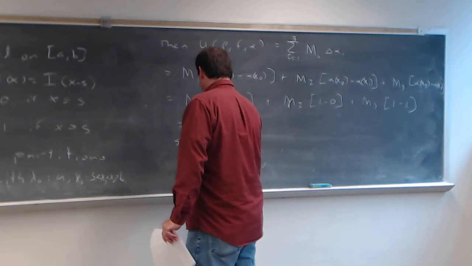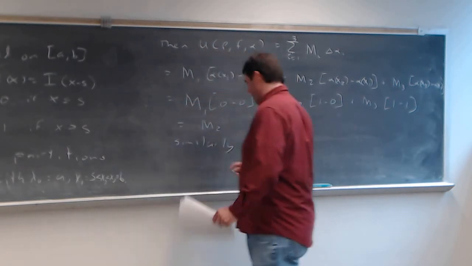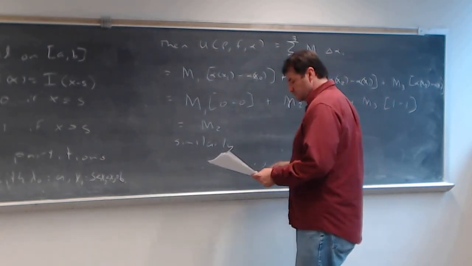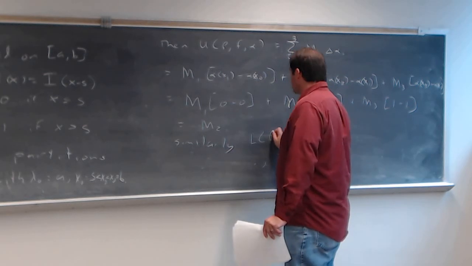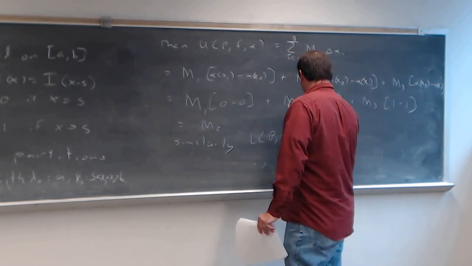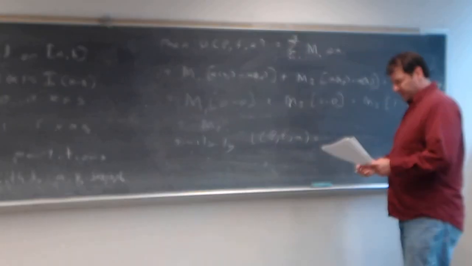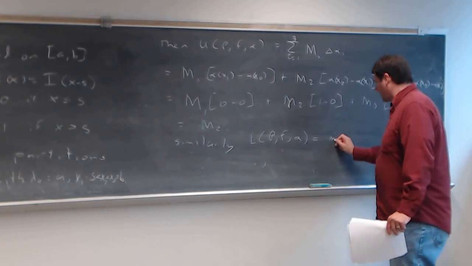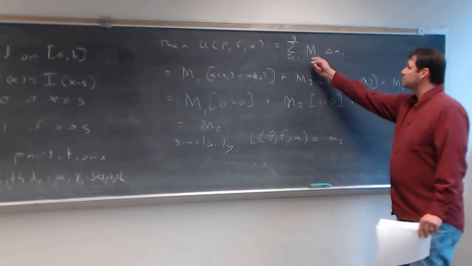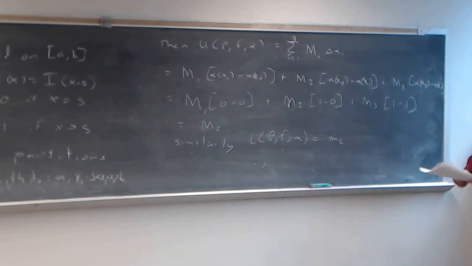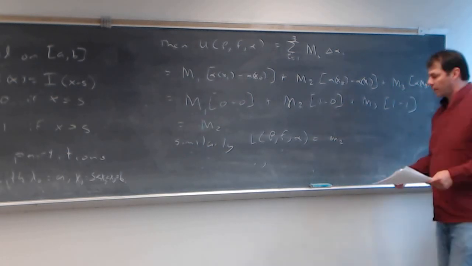Similarly, the lower sum is just going to be equal to that little m sub 2, which was the infimum over the interval between x sub 1 and x sub 2. Same way as what I did before.